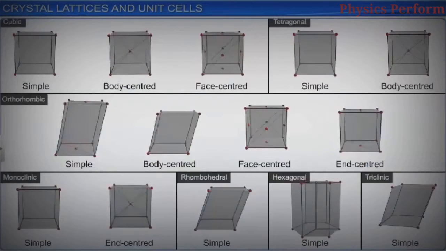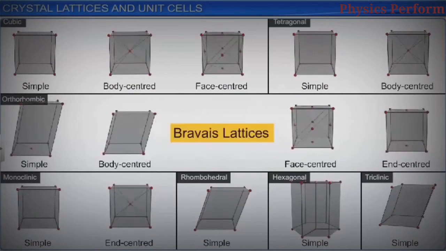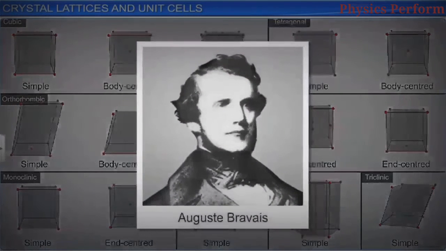There are only 14 possible 3-dimensional lattices and they are called Bravais lattices, after Auguste Bravais, a French mathematician who first described them.